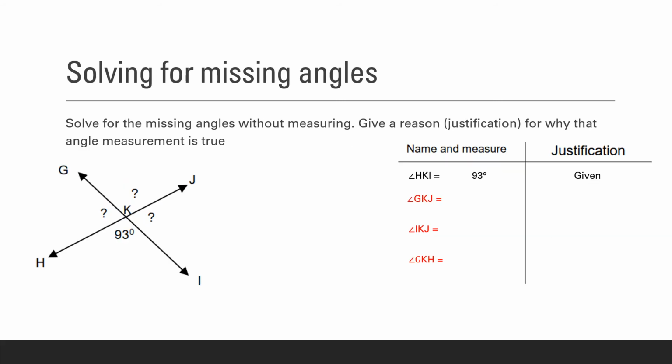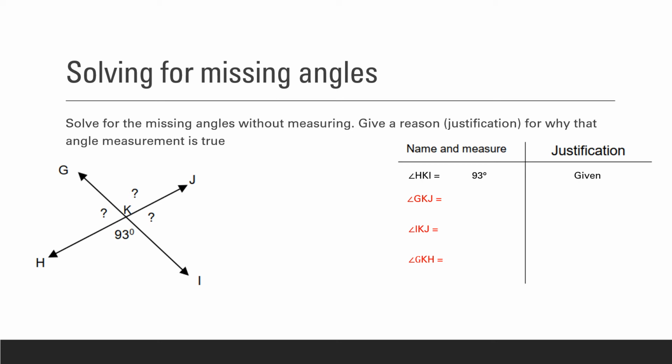This one says, solve for the missing angles without measuring, meaning do not use a protractor. Give a reason, a justification, for why that angle measurement is true. So if we can't use a protractor, then we have to rely on the properties, the facts about angles that we just learned. On the left-hand side here, you're given a picture. You can see that we're only given one angle and we need to solve for the other three. On the right, we have what's called a justification table. That's where we're going to write down the measurements and give our reasons for why they are.